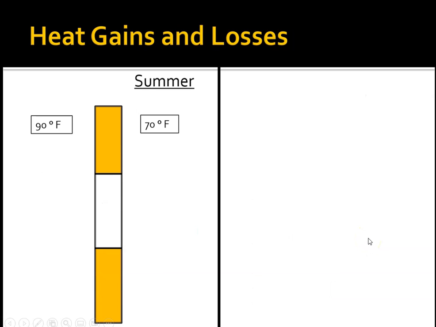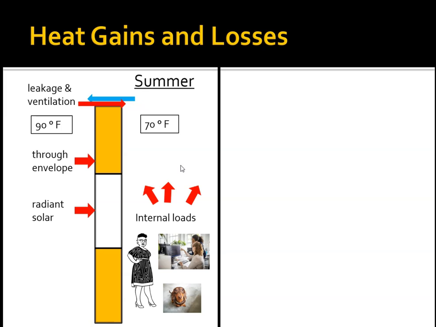So just to give you a visualization of these heat gains and losses, this is obviously just a mock-up. Here's a wall with a window in the middle, and you can see it's summertime, so it's 90 degrees outside, 70 degrees inside. Pretty normal temperature structure up here in the Northeast. So let's think about all the heat gains and losses, right? You can have heat gain through the envelope. You can have solar energy coming in through the window, right?